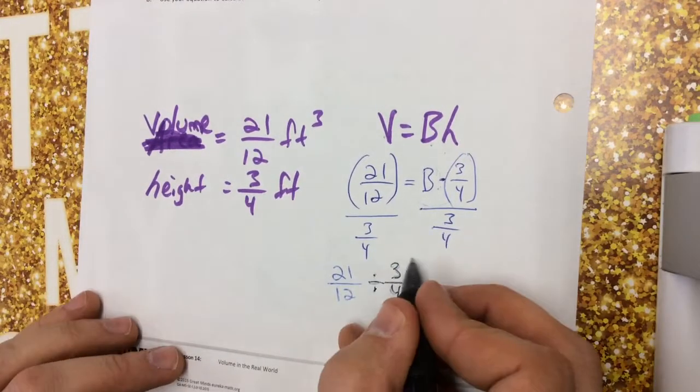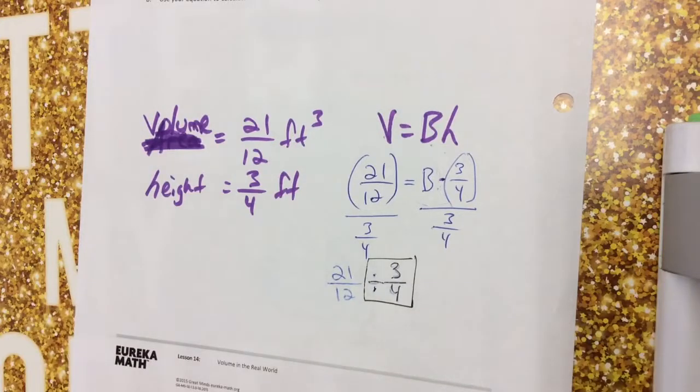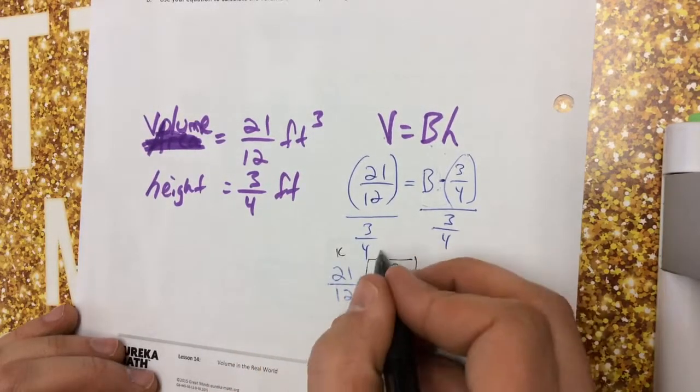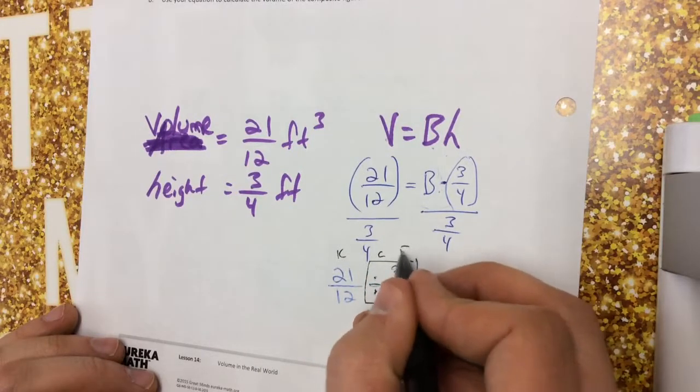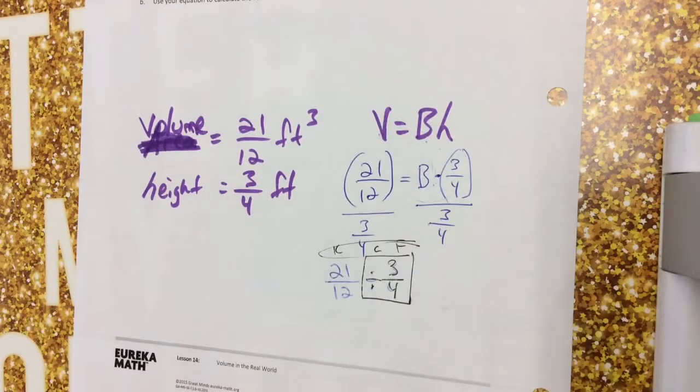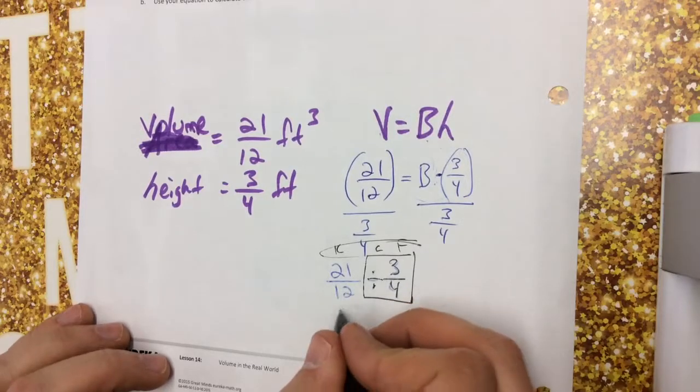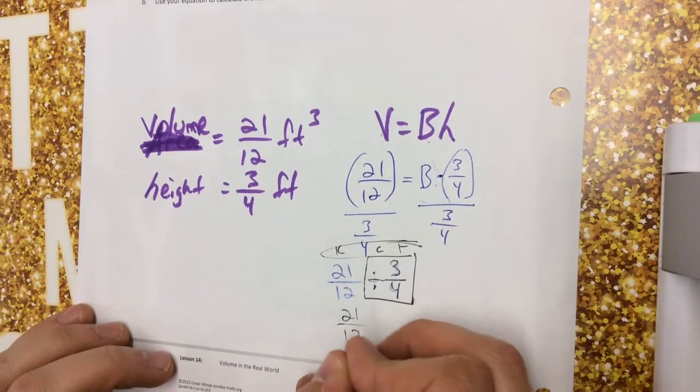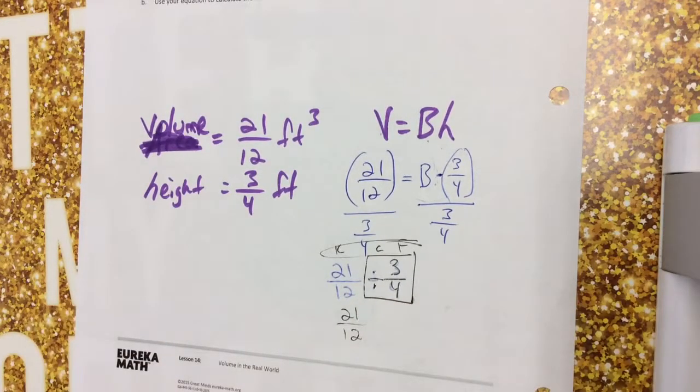So we can use our multiply by the reciprocal method, also known as keep, change, flip, where we keep the first fraction, change division to multiplication, and then we flip the second fraction. So let's try that. We keep 21 over 12, and then we are actually going to be multiplying.